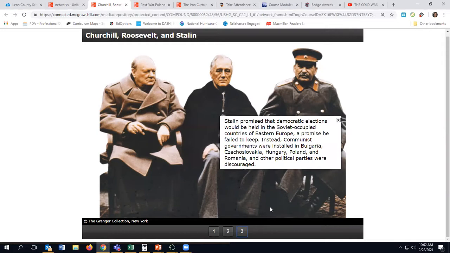Stalin promised that democratic elections would be held in the Soviet-occupied countries of Eastern Europe, a promise he failed to keep. Instead, communist governments were installed in Bulgaria, Czechoslovakia, Hungary, Poland, and Romania, and other political parties were discouraged, meaning they were usually shot.